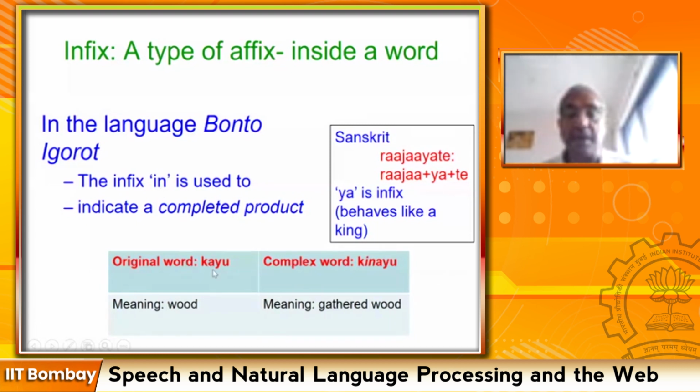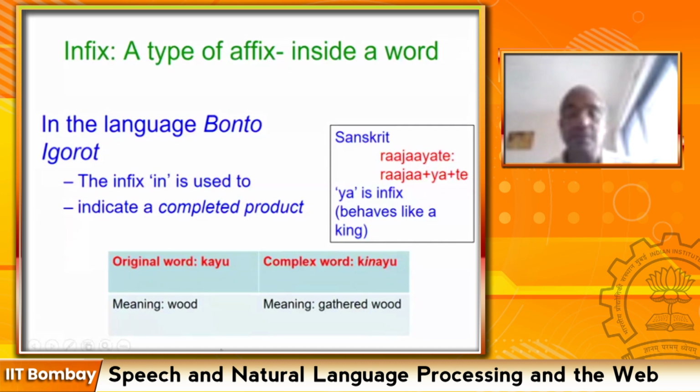Bontoc Igorot, I think, is a language of the Philippines, and there is an interesting morphological phenomenon. You have the original word Kayu, K-A-Y-U. Inside that, you separate K from AYU and insert in, I-N. Then you get a complex word, Kinayu. Kayu is wood and Kinayu means gathered wood. See, so much of the semantics is packed into the word by an infix.